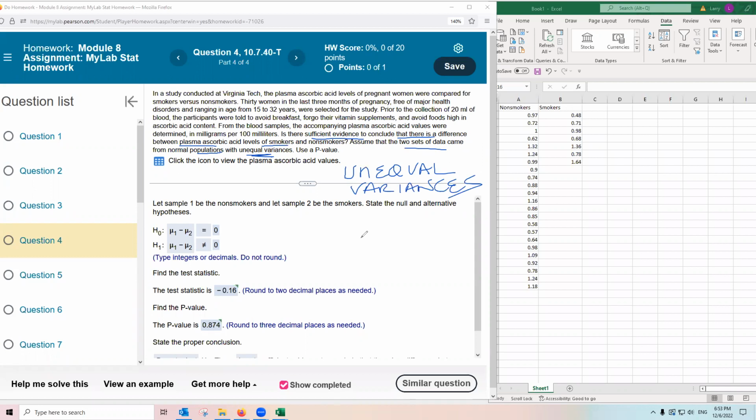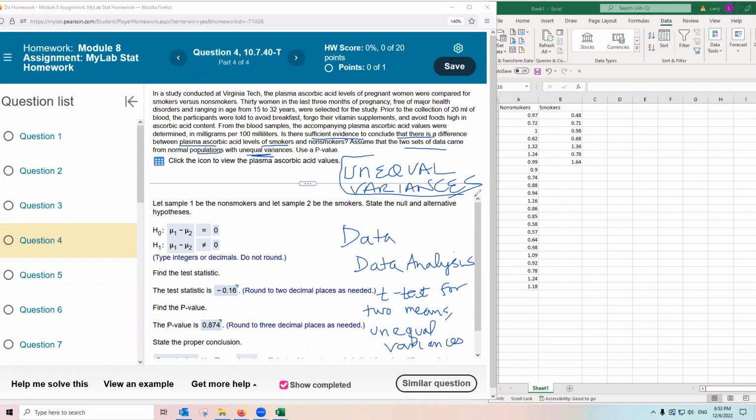All right, well, I want to go ahead and let Excel help me out here. I'm going to go up to the Data tab, and I'm going to go to Data Analysis. And this is going to be a t-test for two means where there's unequal variances. So you really have to make note of this condition that they're giving you, this assumption that there's unequal variances.